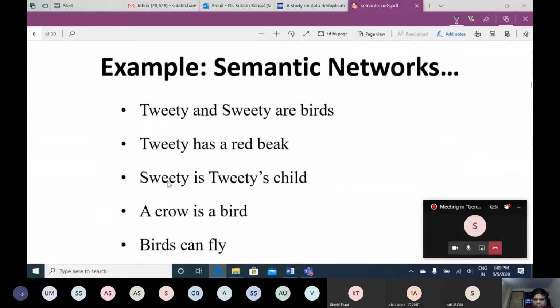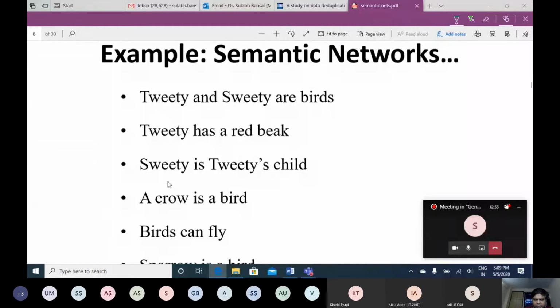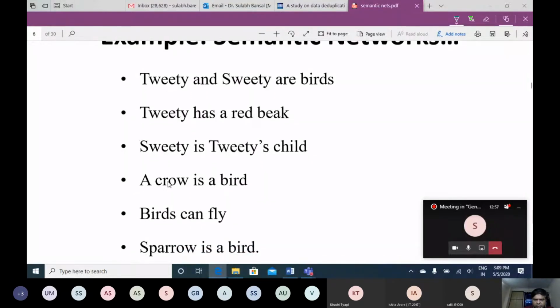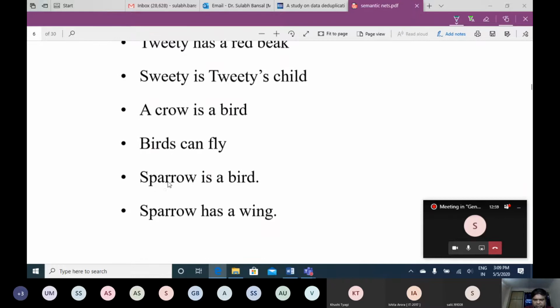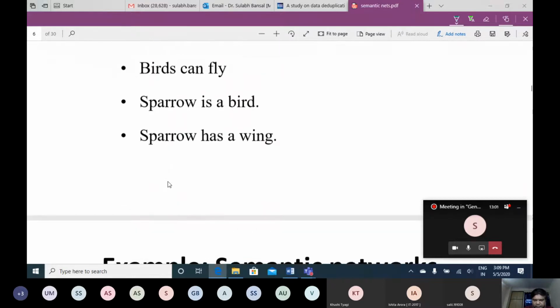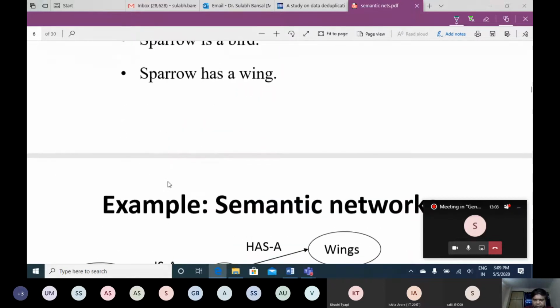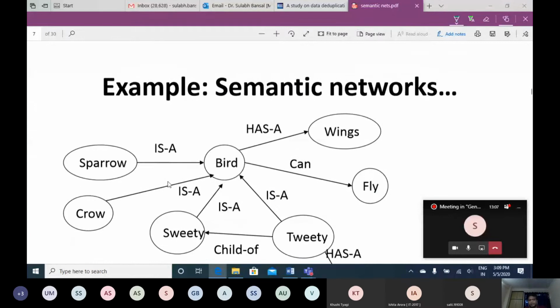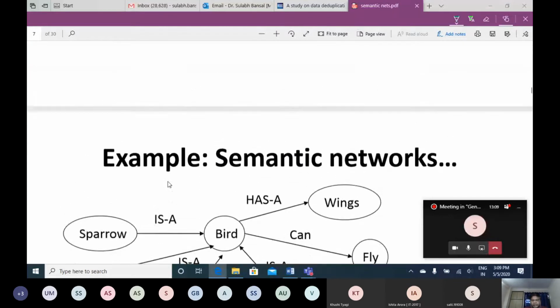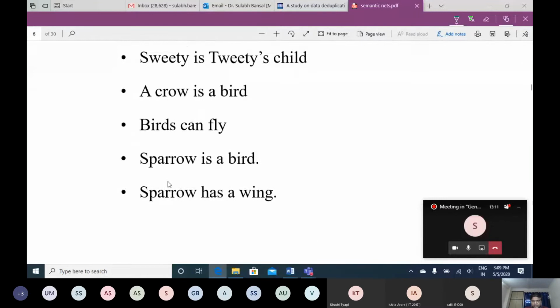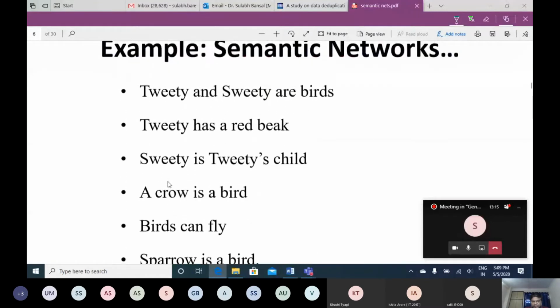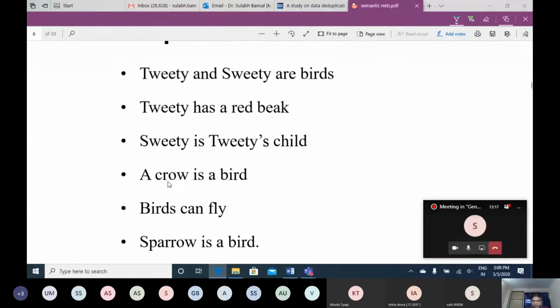Tweety and Sweetie are birds. Tweety has a red beak. Sweetie is Tweety's child. A crow is a bird. Birds can fly. Sparrow is a bird. Sparrow has a wing. We can keep adding on these parts of knowledge, these constituents of knowledge, to the structure.